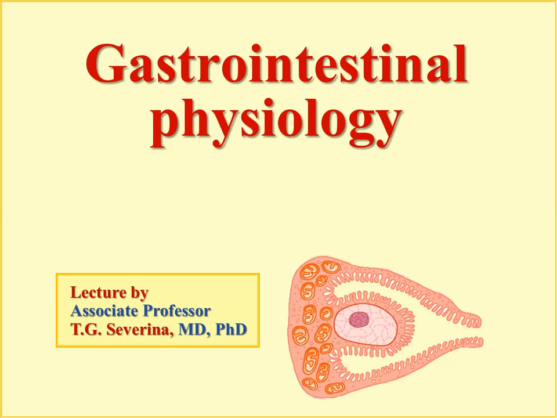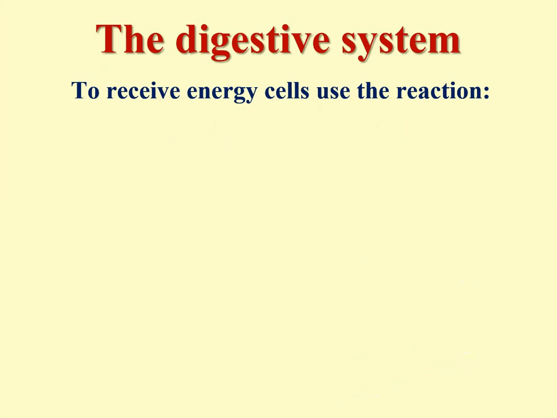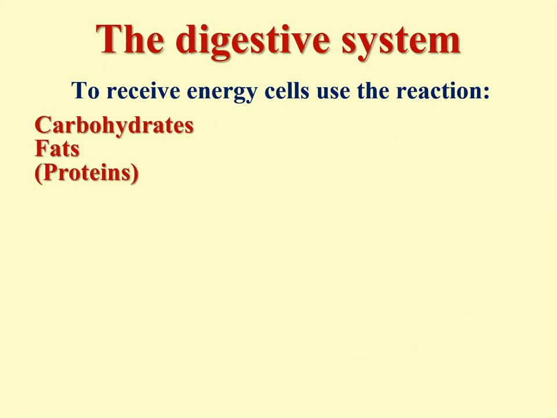In this lecture, we are going to consider the general principles of the digestive system function and the processes of digestion in the oral cavity and stomach. Digestive system provides the necessary components for the energy production reactions in the body. These reactions are reactions of the biological oxidation. We use carbohydrates and fats as the substrates for biological oxidation, and only in case of their absence, proteins also can be used.